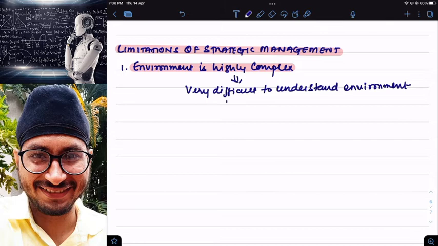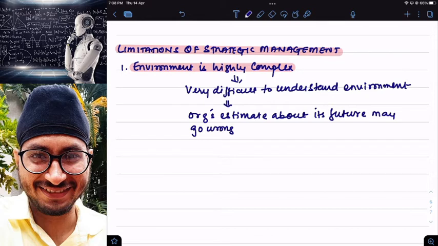That is why we can say an organization's estimate about its future may go wrong. Obviously, sir, it may go wrong. What I predicted may not happen. What I did not predict may happen, right? My prediction may go wrong. What I predicted may never happen, and what I never predicted may happen. That is why the organization's estimate about its future may go wrong.